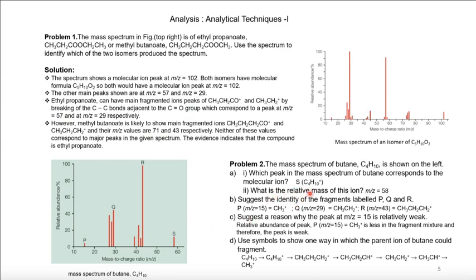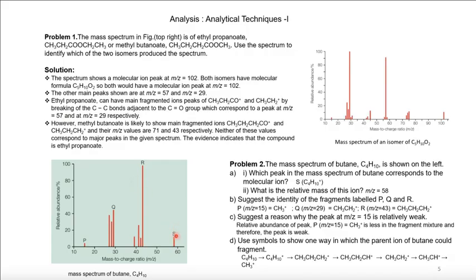Then it is asked, what is the relative mass of this one, that is m/z? What is m/z? It is 58. Then, what suggests the identity of the fragments labeled P, Q, and R? So this is P. This P shows CH3 plus, m/z is 15. Q, it is m/z 29, and it is CH3CH2 plus. And R, here it is R. The m/z of R is 43, the CH3CH2CH plus.